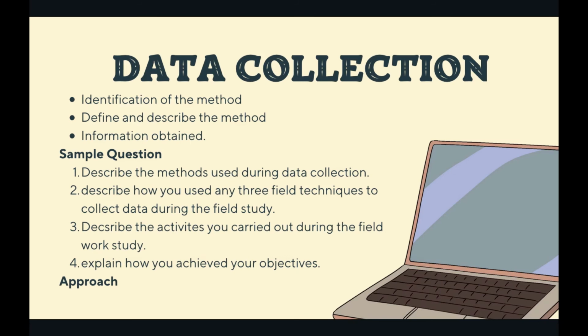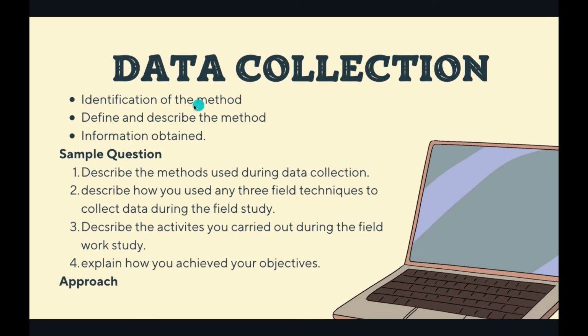Then what did you see? I used my eyes to see the land use activities at Kasenyi landing site, which were number one, we had fishing, we had settlement, we had and many others. So the information that you're trying to note down is the one that's the information you obtained. So the sample question below are describe the methods you used to collect data. Which techniques did you use in the field? And then the other one is describe the activities you carried out during the fieldwork study and explain how you achieved your objectives. All these questions are asking you this data correction.